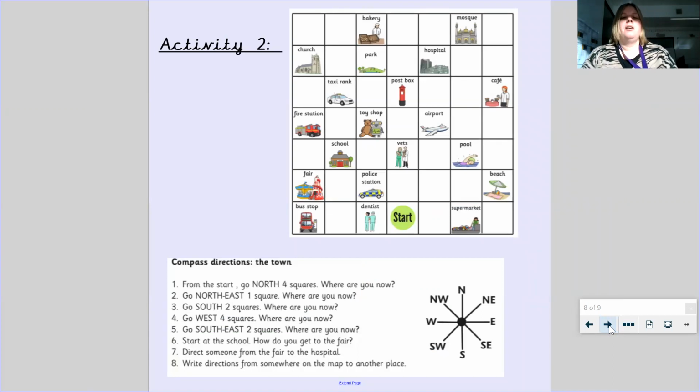Activity 2. Follow the directions to find out where you are. It tells you how many squares you need to travel, so you need to count those squares carefully for me and write down where you would end up.